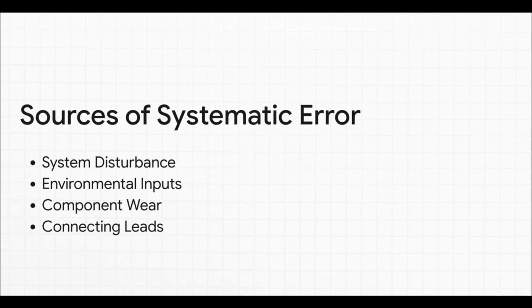Okay, so where do these sneaky errors actually come from? Well, they tend to hide in 4 main places. First, the act of measuring itself can be the problem. Then you've got your environment messing with things. Of course, there's good old wear and tear on your gear. And believe it or not, even the wires you're using can be a source. Let's break each one down.